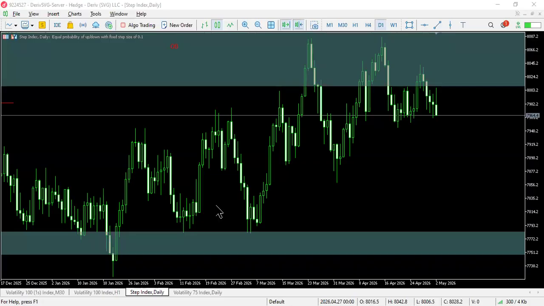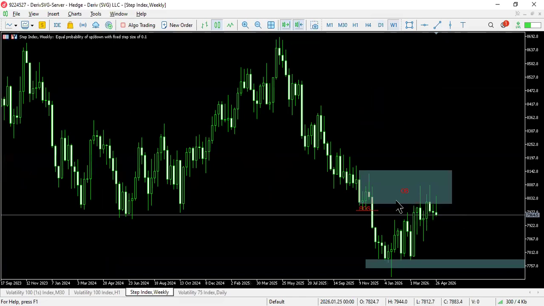So on Step Index, our bias from the weekly time frame is very clear. We are in a bearish trend, and that is the most recent break of structure, and price stepped in and formed a tweezer top. Now we're going to be looking for selling opportunities until this demand zone.